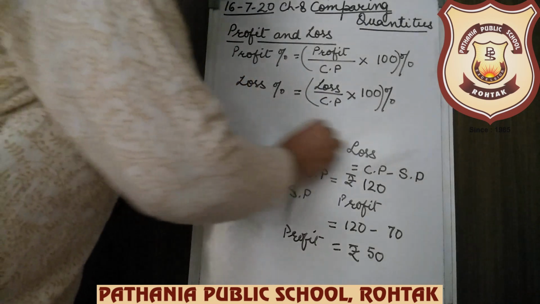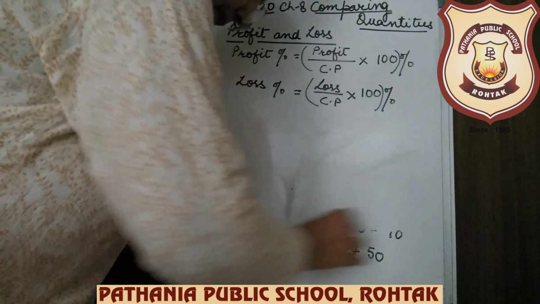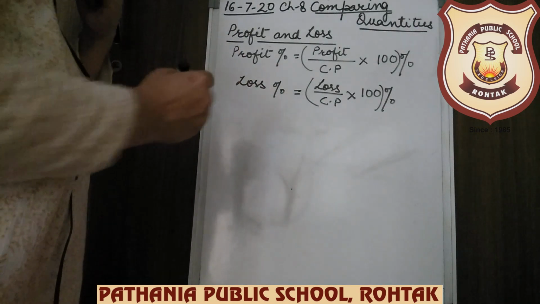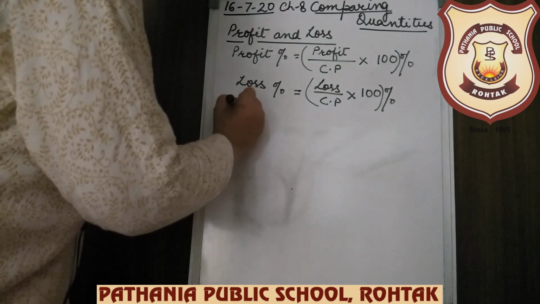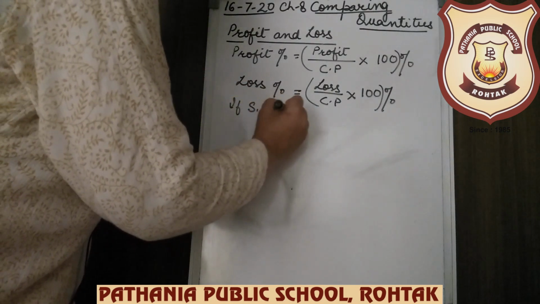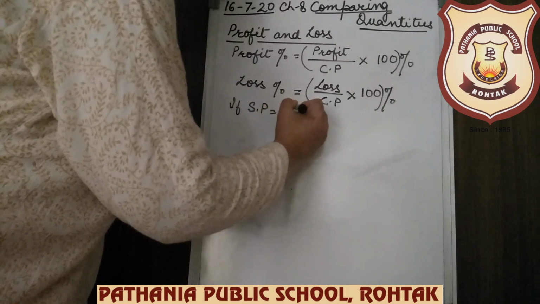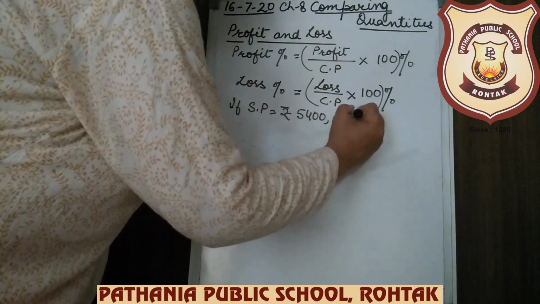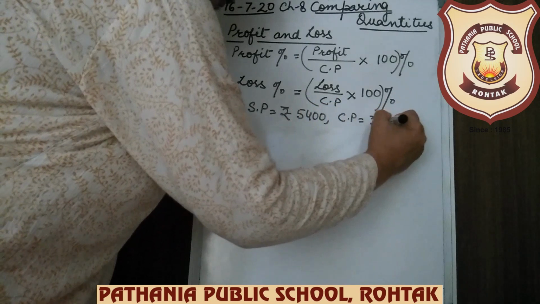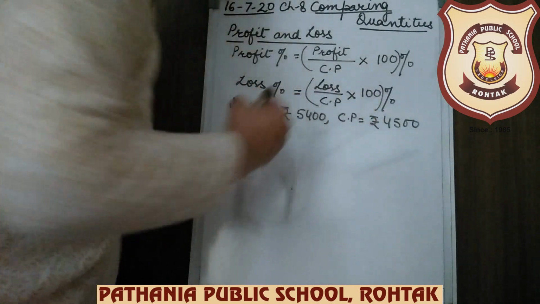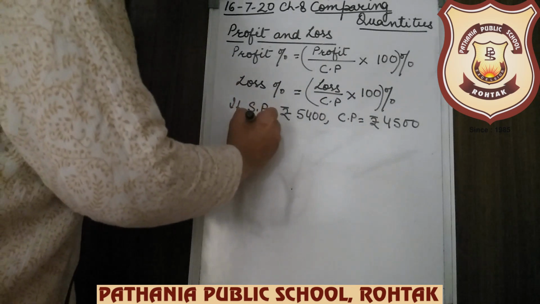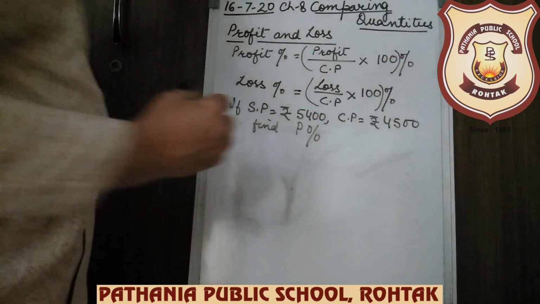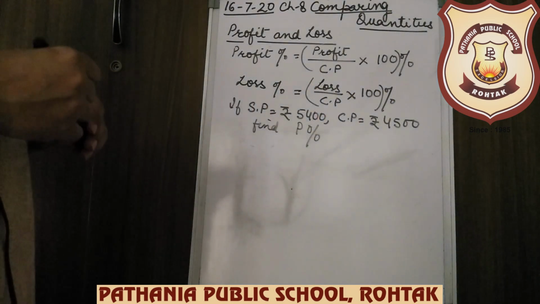I'll do an example so that the things are going to be clear. Now here, if SP is rupees 5400 and CP is equal to rupees 4500, find profit percent. You have to find profit percent.